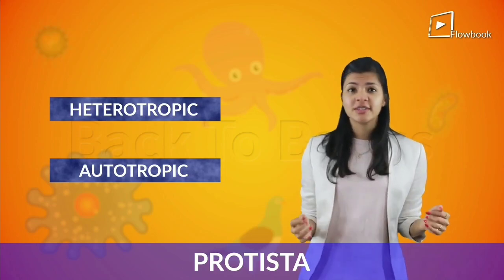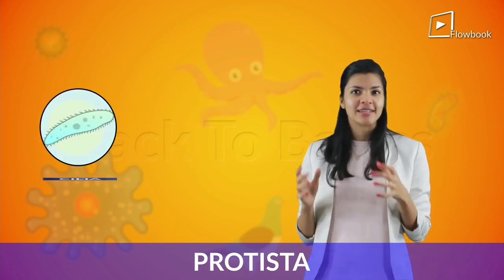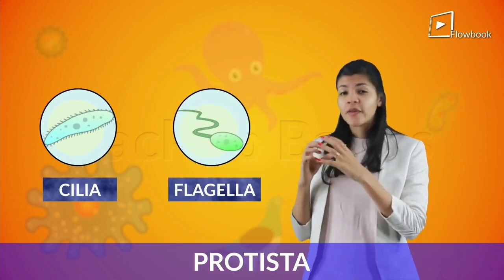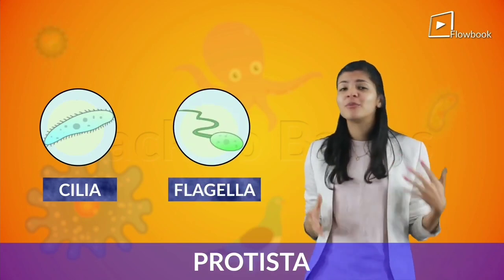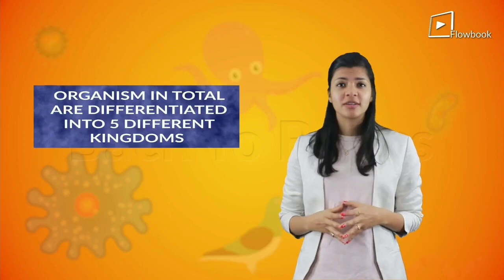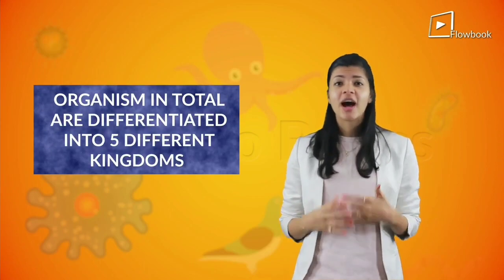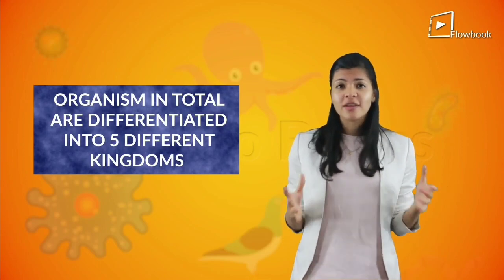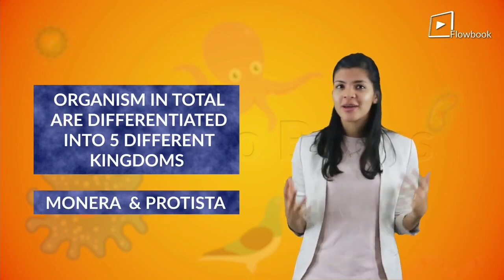In addition to this, they also have hair-like cilia or whip-like flagella present on their body, which helps them in movement or locomotion. So what have we learned today? Well, first of all, we learned that organisms in total are differentiated into 5 different kingdoms. And then, we learned about the kingdoms Monera and Protista.